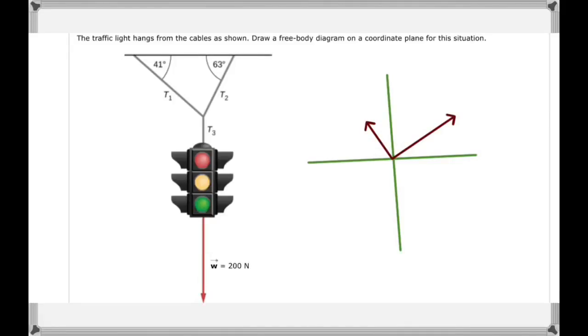And here you have a traffic light hanging from cables. You have to draw a free body diagram. Well, the free body diagram is right there, because you have the tension 2, tension 1, and you have the weight. So it's right there.